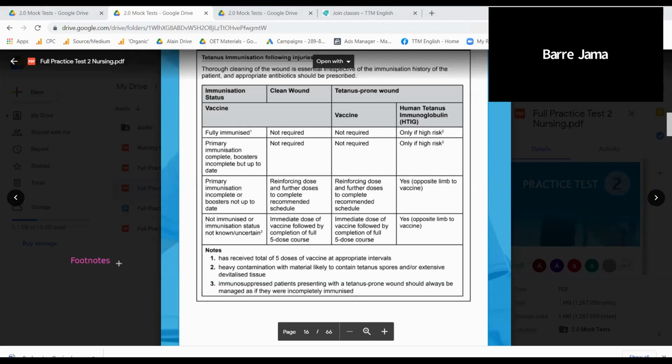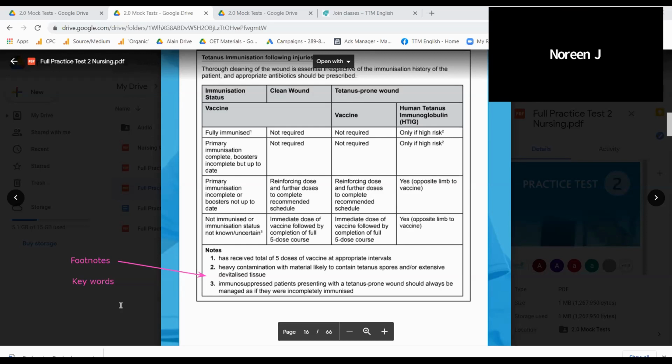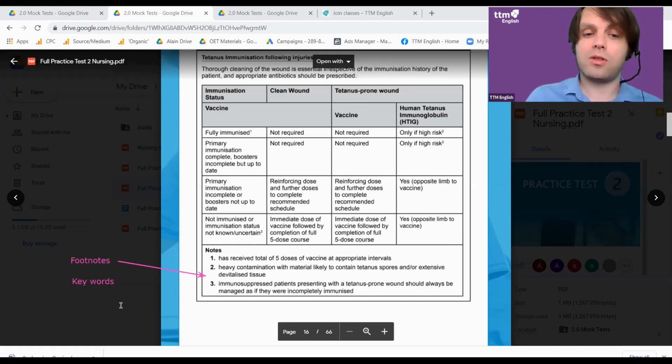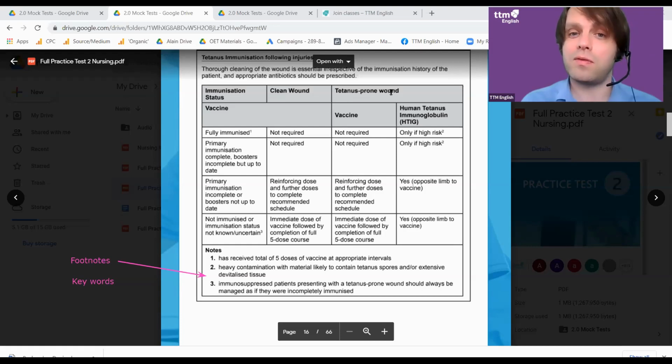Sometimes I just write down keywords. Does anyone ever do that? Yeah. It's like the details with my idea. I just go, okay, immunosuppressed, tetanus, spores, or write down 5 doses. Yeah, 5 doses. So a little tip: just grab some keywords for footnotes.